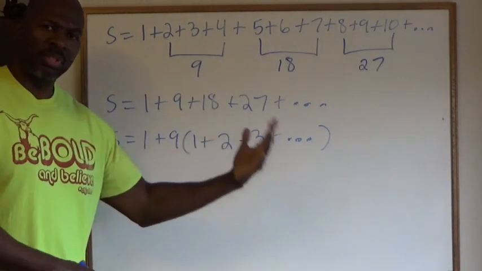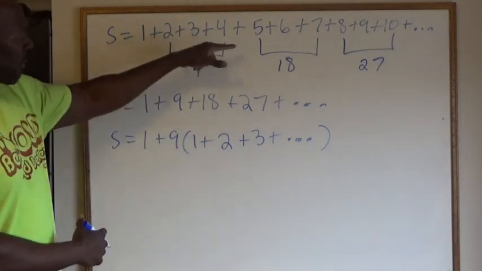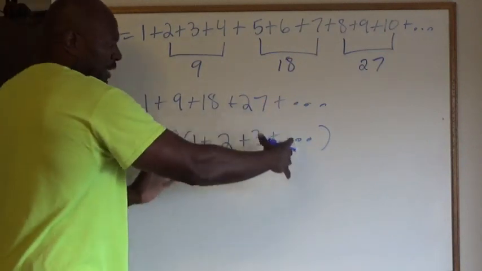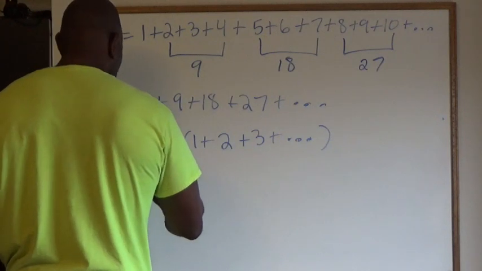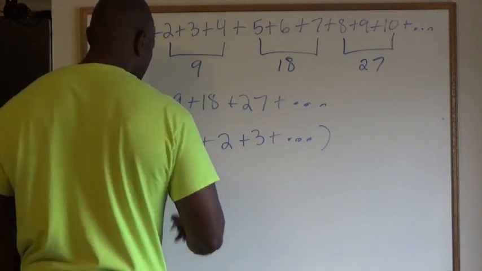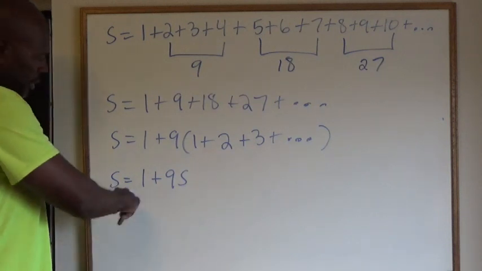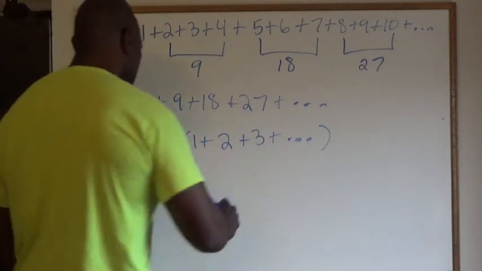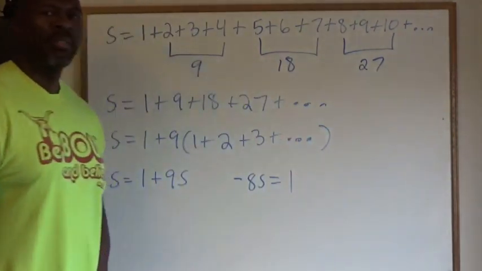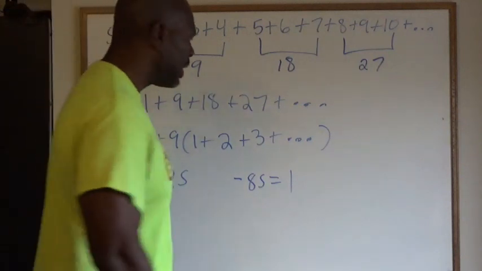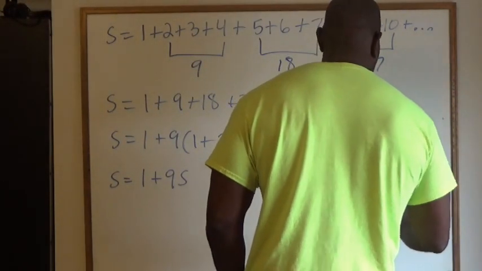What is 1 plus 2 plus 3, etc. on to infinity? That's S. So what you have in parentheses here is S. So we can say S is 1 plus 9S. And from there we can do the algebra. You can subtract 9S from both sides and you'll get -8S equals 1. You can divide both sides by -8 and you'll get S is -1/8.